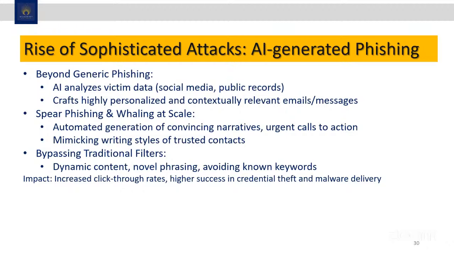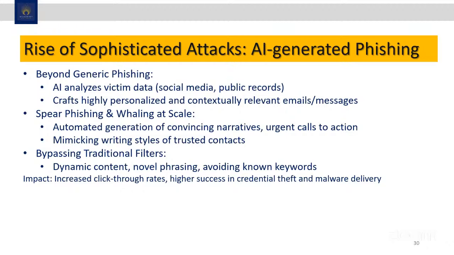And AI can actually use this to craft some highly personalized or contextually relevant emails. So instead of sending out millions of identical emails, an AI can just generate thousands of unique ones, convincing narratives for different people. And once it is ready, you just create a script that will distribute it according to the behavior or the data you have gathered.